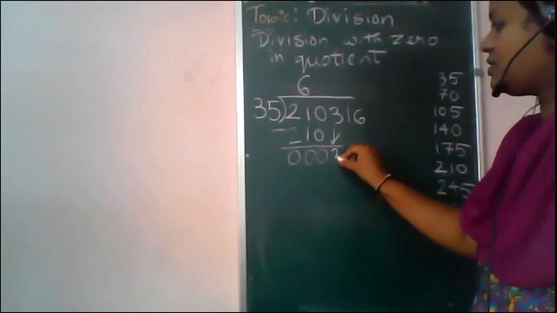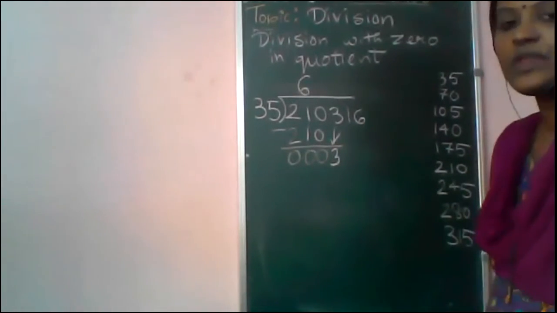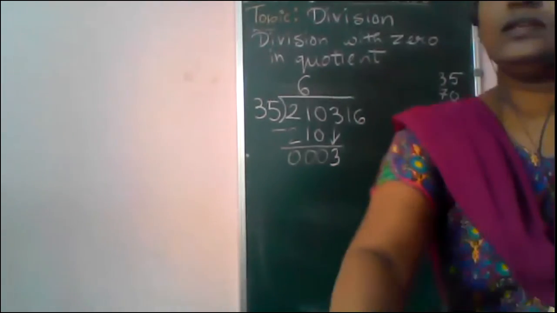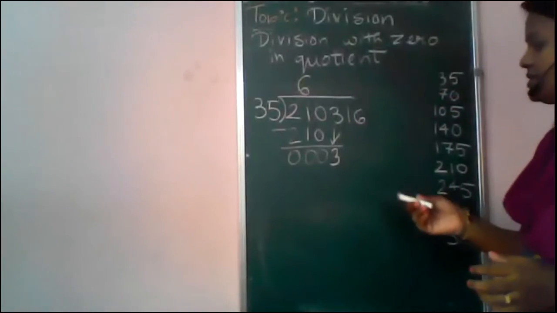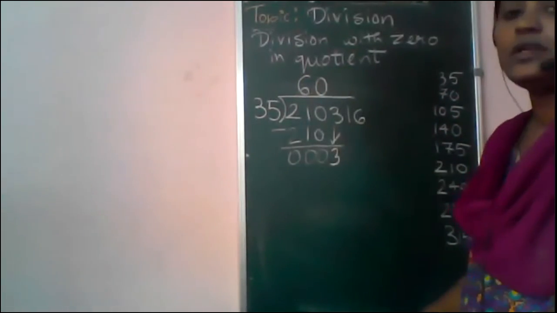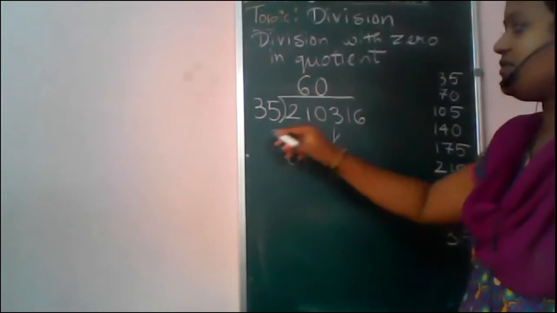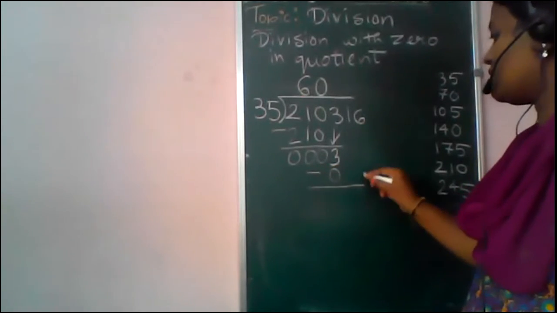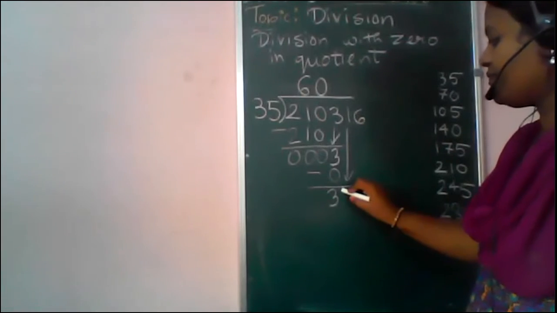Since we have 3, we know that we cannot divide 3 by 35. So we need to take the next digit. In order to take the next digit, I need to place a 0. So this says I have divided 3 in such a way that 35 zeros are 0. And then subtract. We have 3. Again, bring down the next digit.